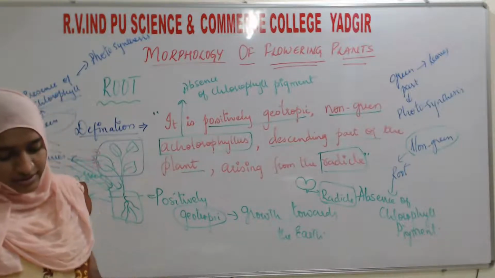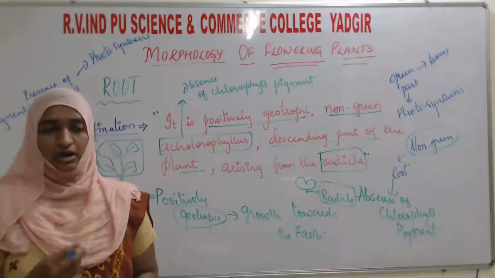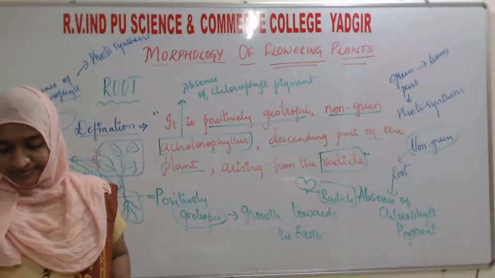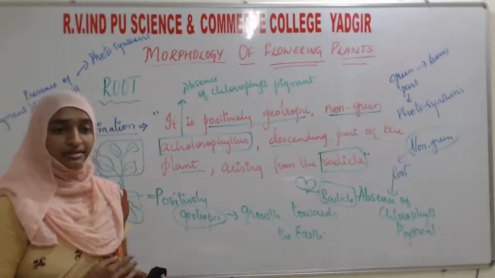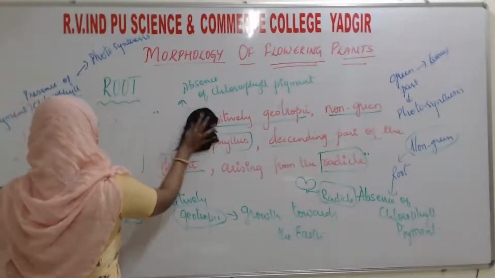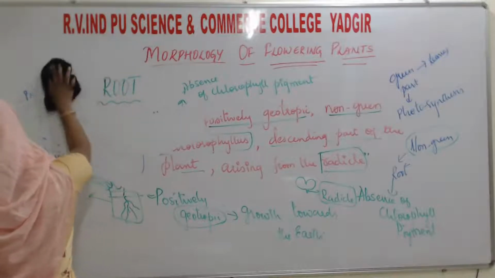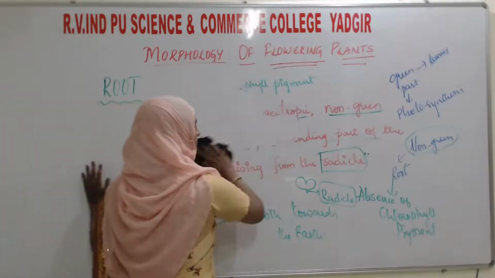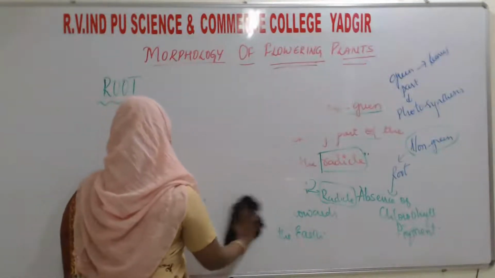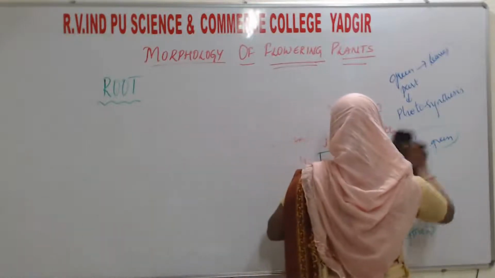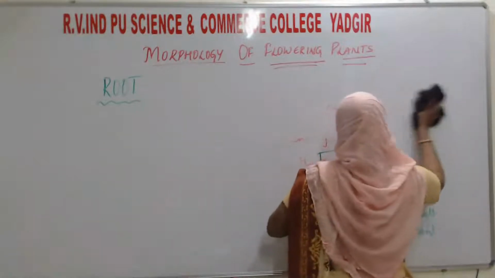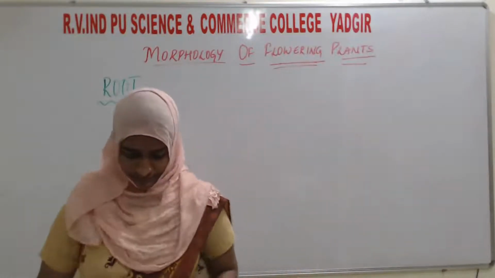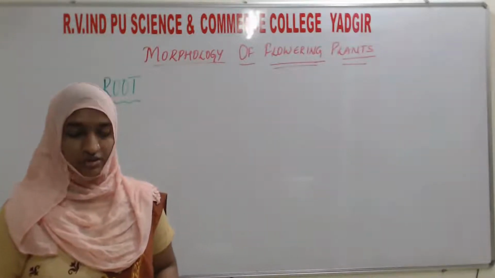So this is about the definition of the root. Next, let's see the division or classification of the root here. This root system is divided into 3 types.